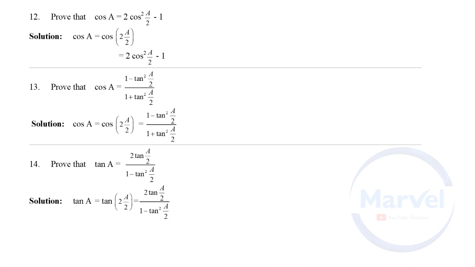Next, cos 2a in terms of cos. What is cos 2 theta in terms of cos? Cos 2 theta equal to 2 cos square theta minus 1. So here theta is a by 2, equal to 2 cos square a by 2 minus 1. This is the cos a formula.